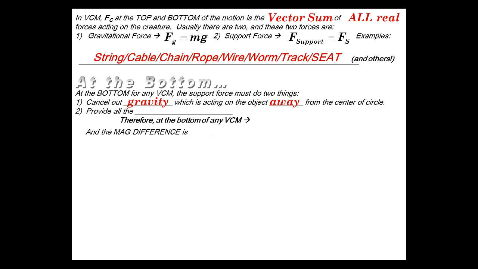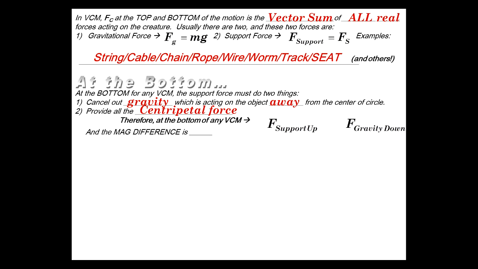to supply the centripetal or inward force. So it provides all the centripetal force to enable the object to go in the circle. So at the bottom of any vertical circular motion, how does the upward support force compare with gravity acting down? Keeping in mind that this upward force has two jobs, canceling out gravity and providing the centripetal force.